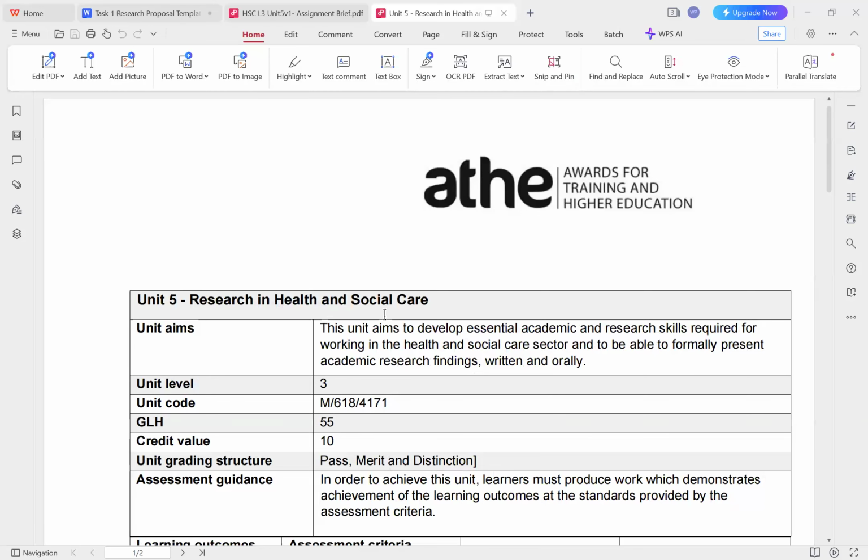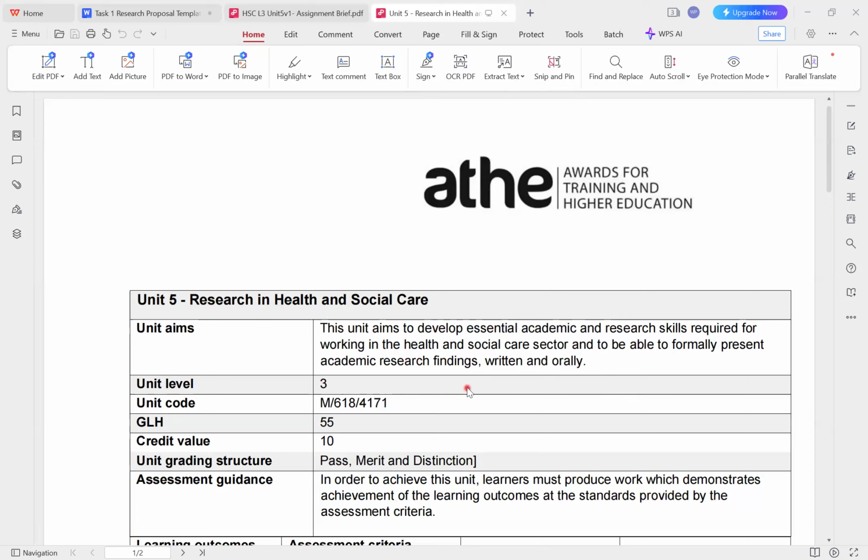So today we'll talk about what this research in health and social care assignment requires from you. The aim of this unit, this is the assignment brief that I've shared with you. This is actually the unit specifications, basically. I'll share the assignment brief with you in a while.